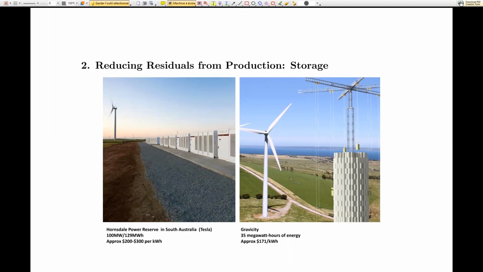So their idea is simple. They say, we're going to use the intermittent electricity produced by solar or wind to pile up big cubes of concrete very high. Then when we need the electricity, we just generate it by having the cubes go back down. I think that's a very clever idea, and right now it's even cheaper than batteries produced by Tesla.